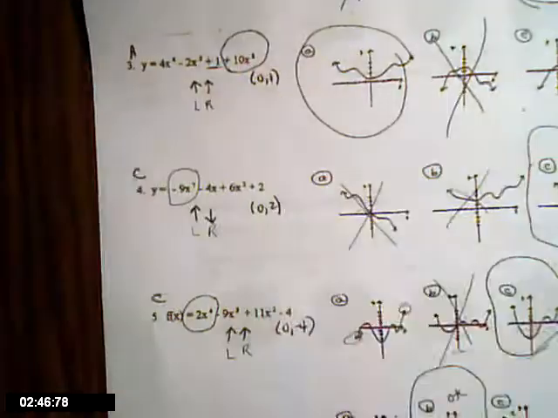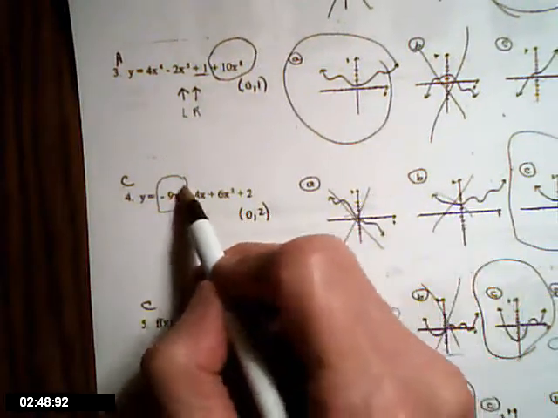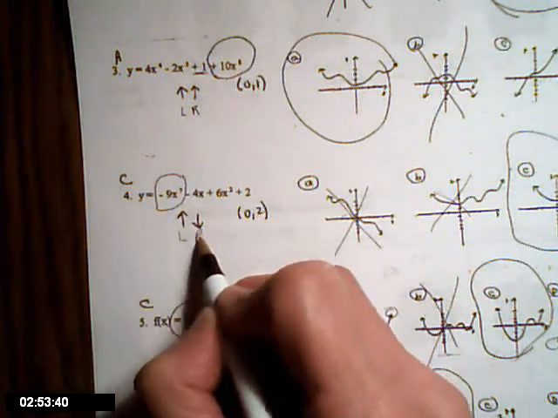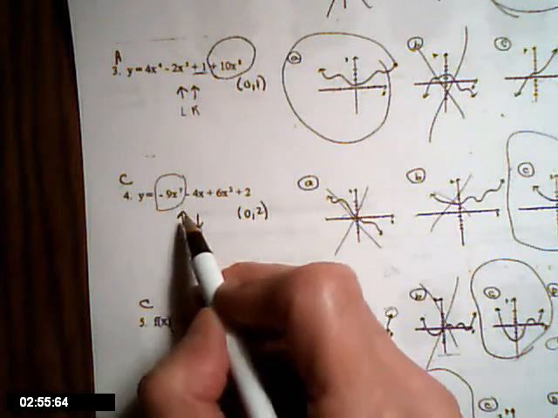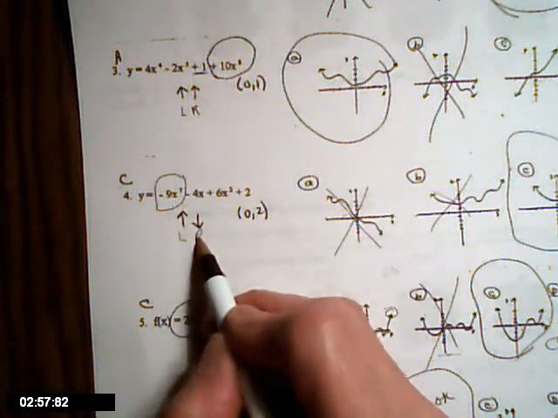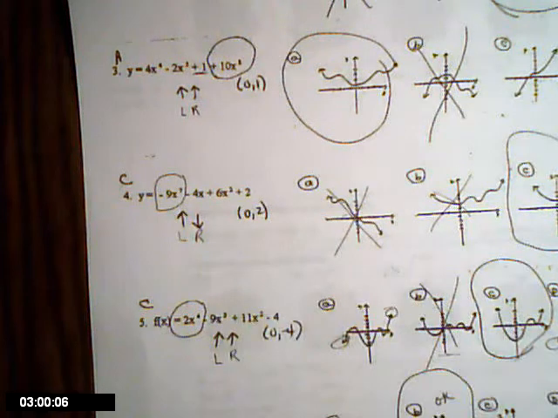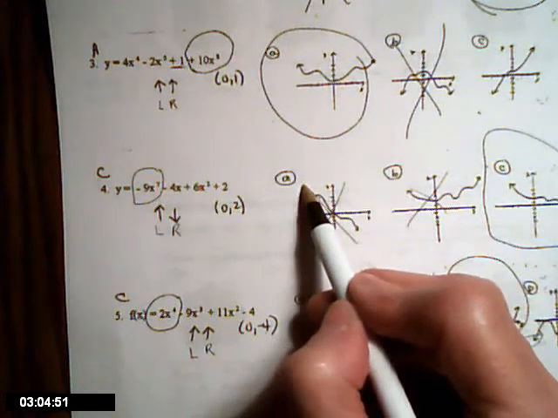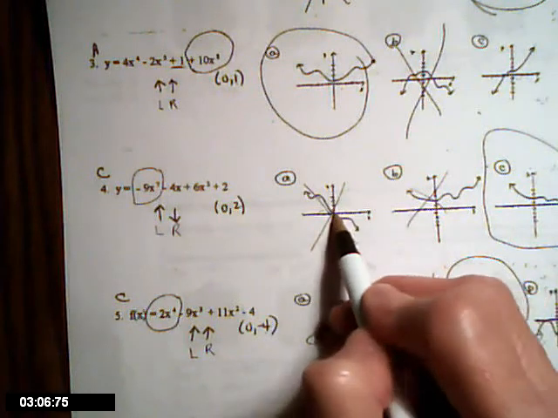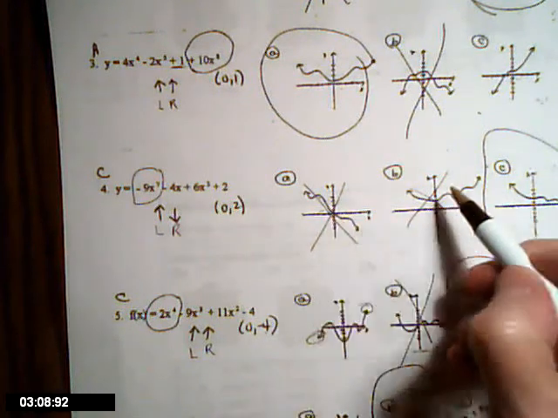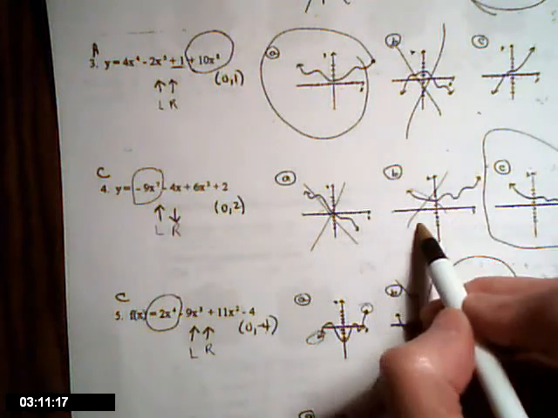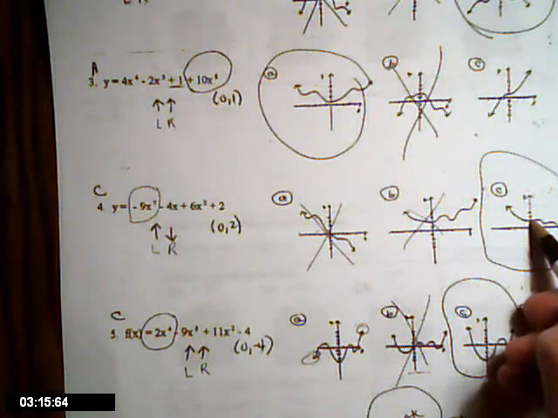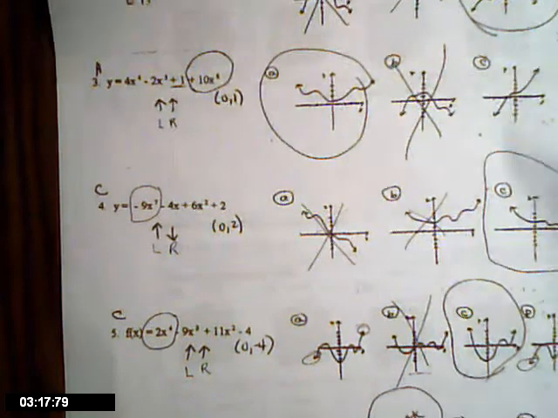Number 4, leading term is negative 9x to the 7th. The negative says the right end is down. The odd 7 says the left end is doing the opposite. So we're going from up to down on our graph. Y-intercept is 0, 2. Graph A goes from up to down, but it goes through the origin. Can't be that one. B has both endings up. Can't be that one. C goes from up to down. It does go through 0, 2, so it's graph C.